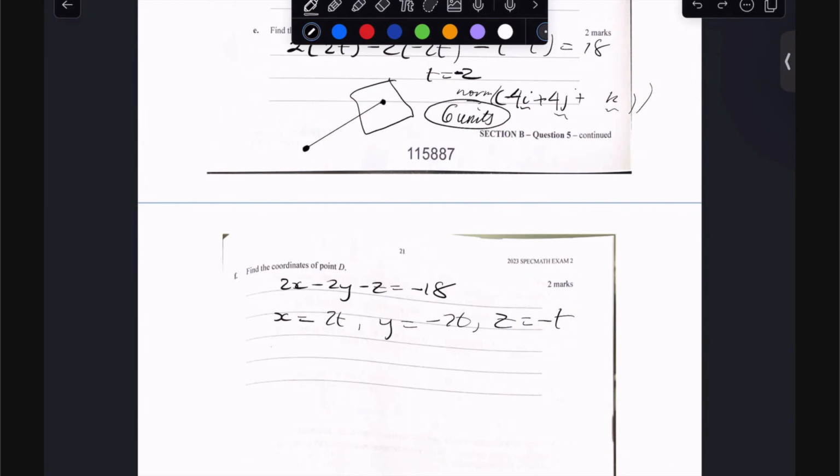But anyway, if you sub that in, you can just say t is equal to negative 2, therefore D is equal to negative 4i plus 4j plus k. I don't need brackets.